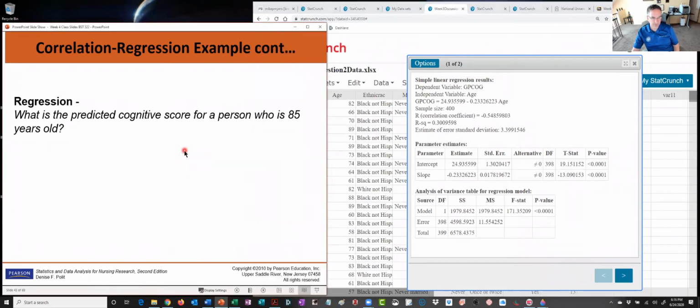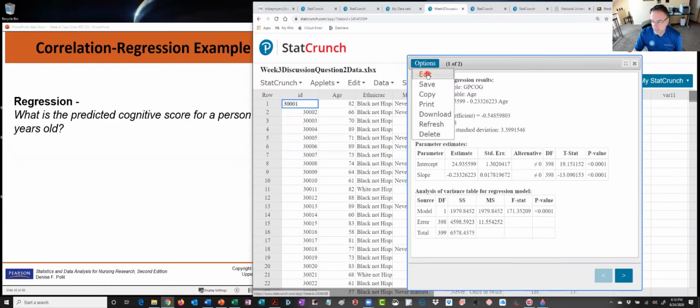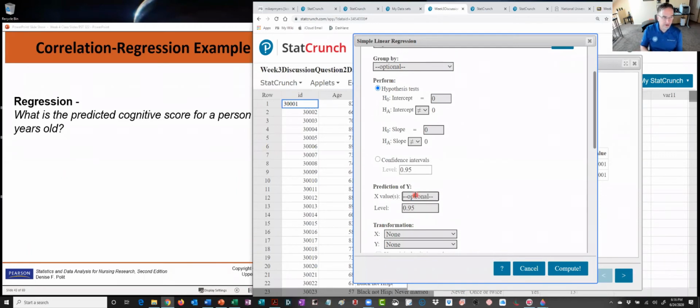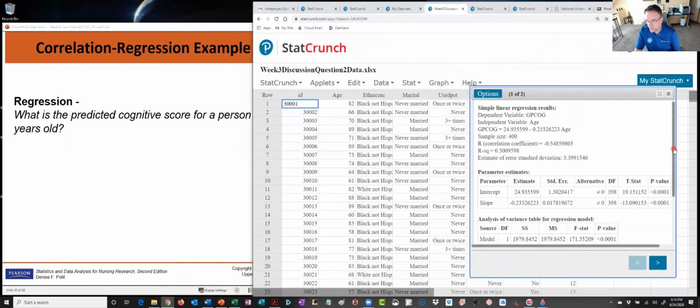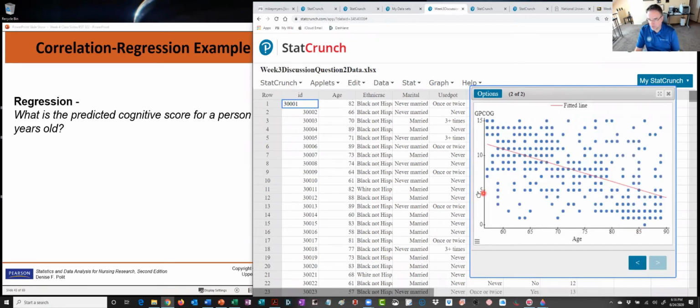So what's the prediction for a person who's 85? Again, we can eyeball it from the graph. So there's 85 years of age, where it strikes that line, it looks like the cognitive score would be about 5, probably a little less than 5. We can get the software to calculate it. We can just click Edit and go down to our prediction of Y. We put in our 85-year-old, click Compute, scroll down a little bit, should be around 5, yeah, 5.1. So we can estimate it from that graph to make sure we're getting the right answer, and then have the software calculate it.